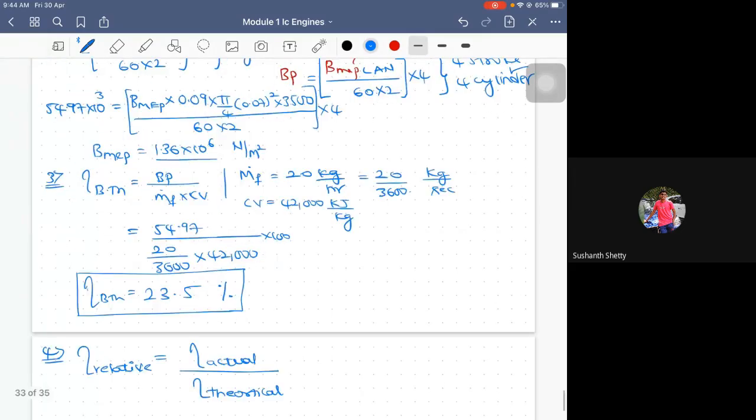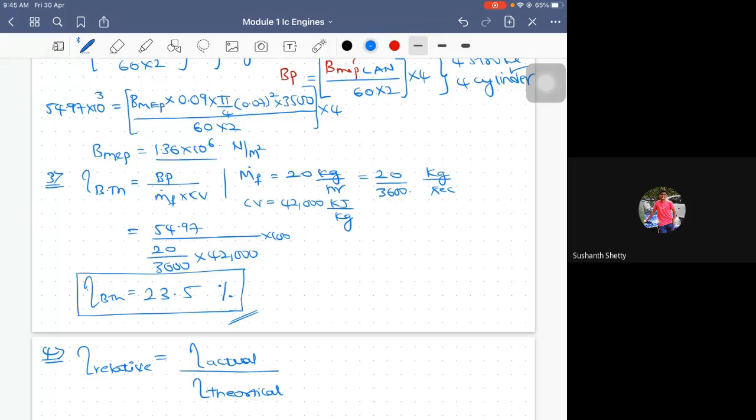Now, look, actual efficiency, one efficiency you have already calculated. Actual efficiency in the sense of what is literally happening. For example, it might be the brake thermal efficiency, or the indicated thermal efficiency, or the mechanical efficiency. So what is literally happening when you take the parameters like what is mass flow rate, what is CV, what is BP coming out, what is IP producing? If you take all those parameters and calculate your efficiency, that is actual efficiency.